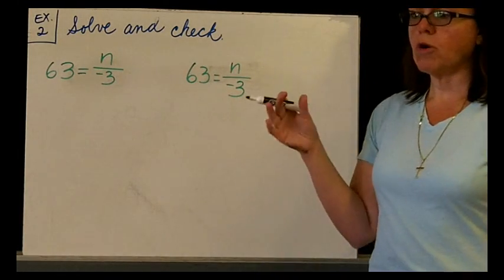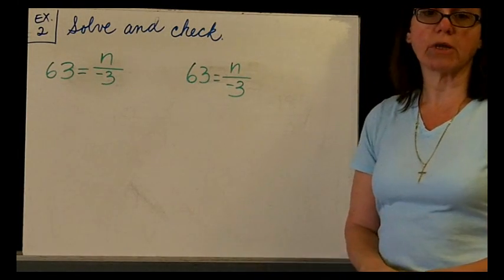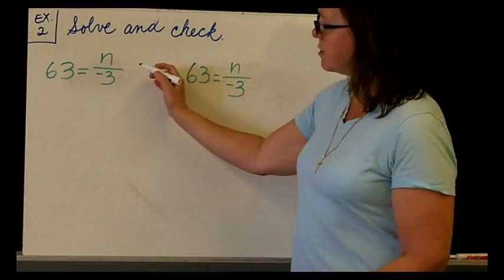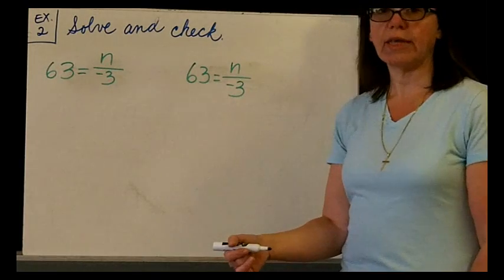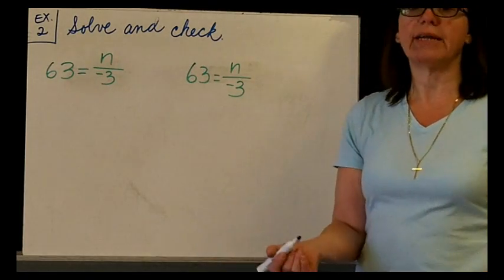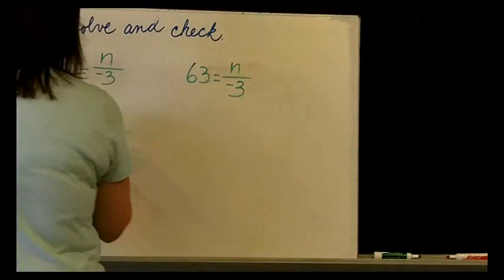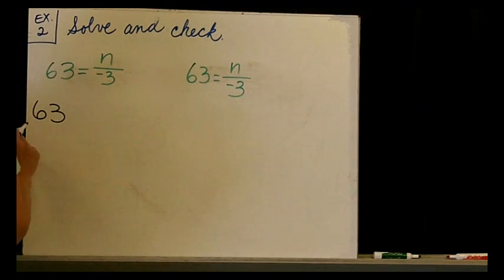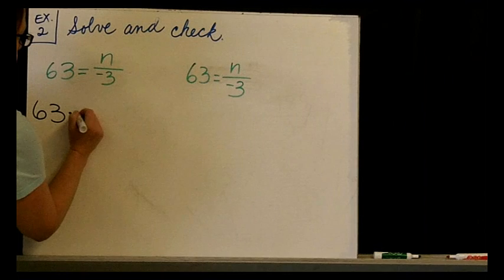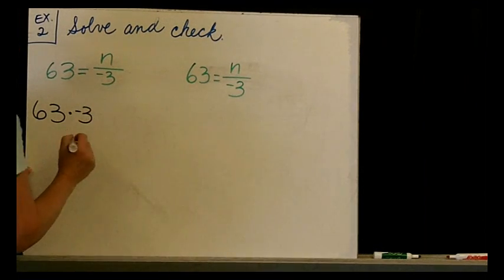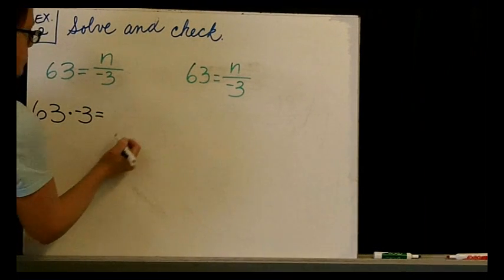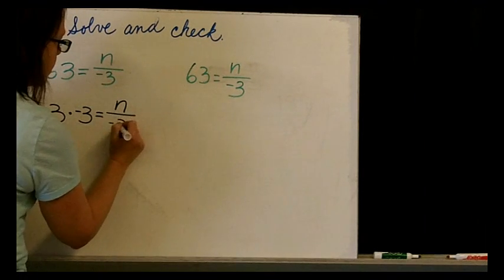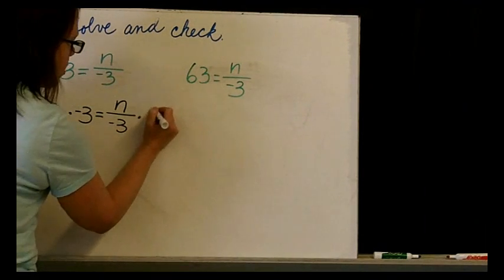We go to our vocabulary term, inverse operation, and we ask ourselves, what is the opposite of being divided by a negative 3? And the answer is being multiplied by negative 3. So what we do is we bring down our 63, and we are going to multiply both sides by negative 3. We bring down our n divided by negative 3. And watch what I do.